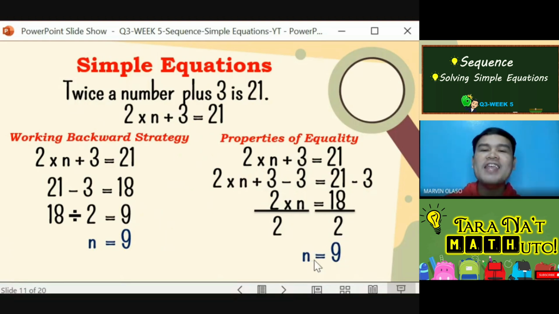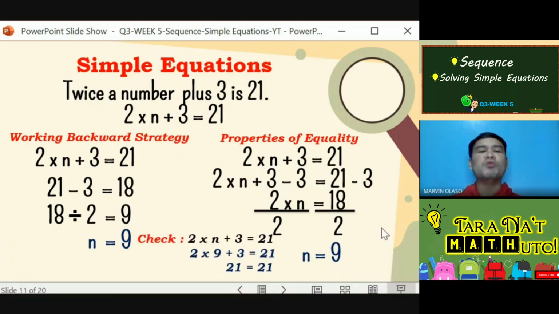Therefore, n equals 9. And, gusto mong i-check, let us use again the equation. 2 times n plus 3 equals 21. Substitute now the value of n, which is 9. So, 2 times 9 equals 18 plus 3 equals 21. So they are equal. 21 is equal to 21. That means that the answer 9 is super correct.